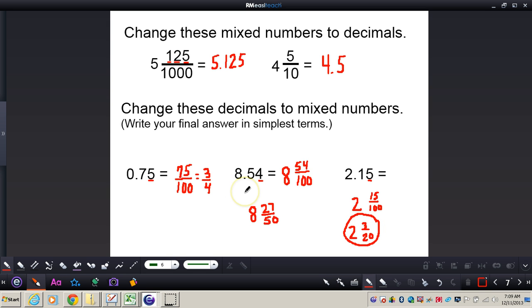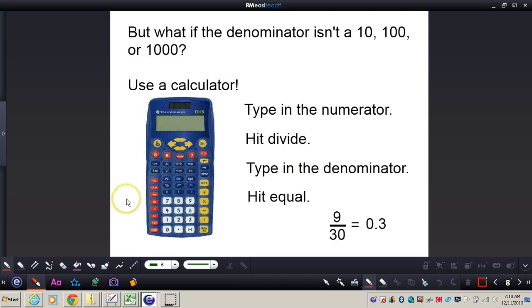Okay, so that's how you take a look at changing mixed numbers into decimals with powers of 10. Now we're going to continue on. Now, what if the denominator isn't a 10, 100, or 1,000? Okay, and what we can do is we can just use our calculator.